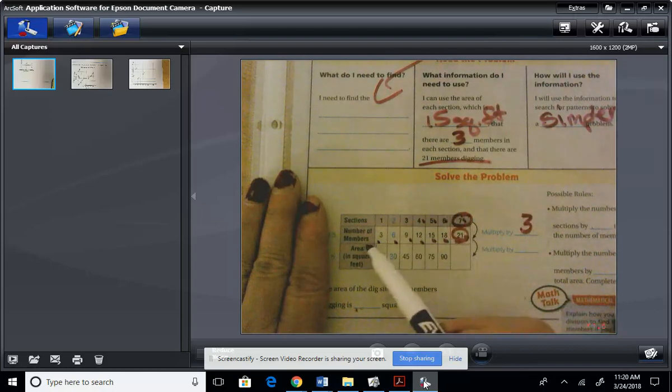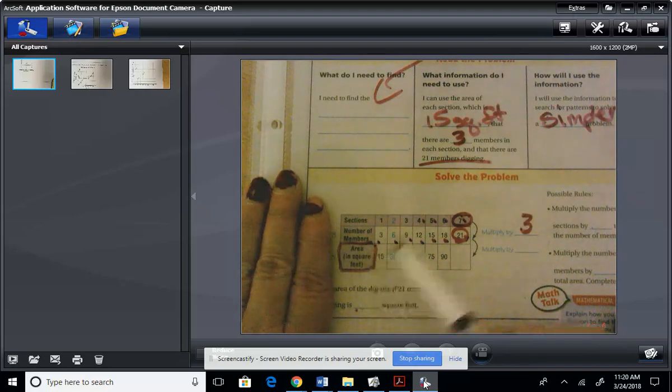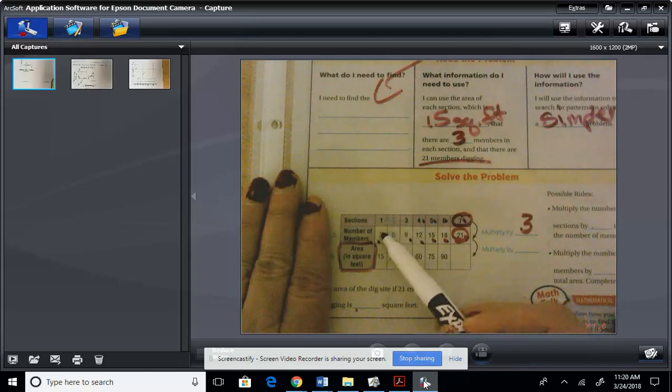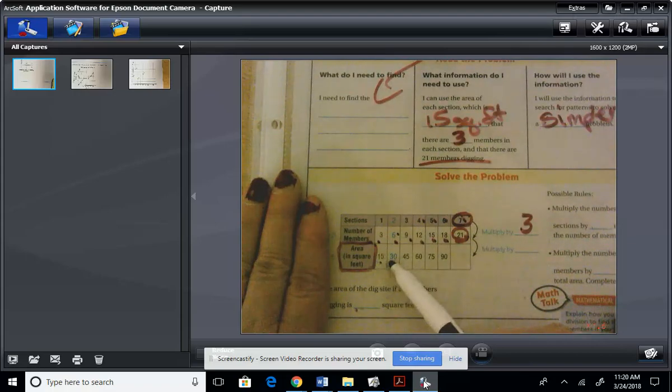So now we want to know, because here's our bigger problem that we wanted to figure out, guys, how much area. So if 3 people are covering 15 square feet, how much would 6 people cover? 30 square feet, because I'm adding up by 15. But what am I multiplying by to get this number?